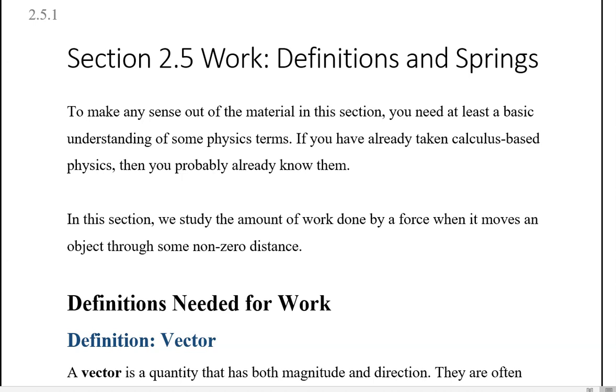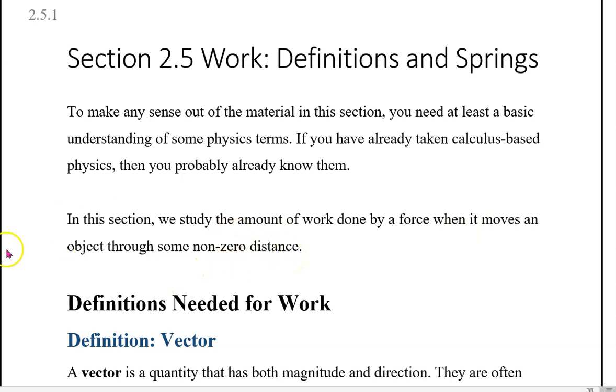You need some understanding of these physics terms, or you will not understand the material in this particular section of the textbook. If you've already taken some calculus-based physics, then you probably already know these terms, and this will simply be review, and also will give you an idea of how we think about these values as it relates to mathematics. We're going to be studying the amount of work done by a force when it moves an object through some non-zero distance.